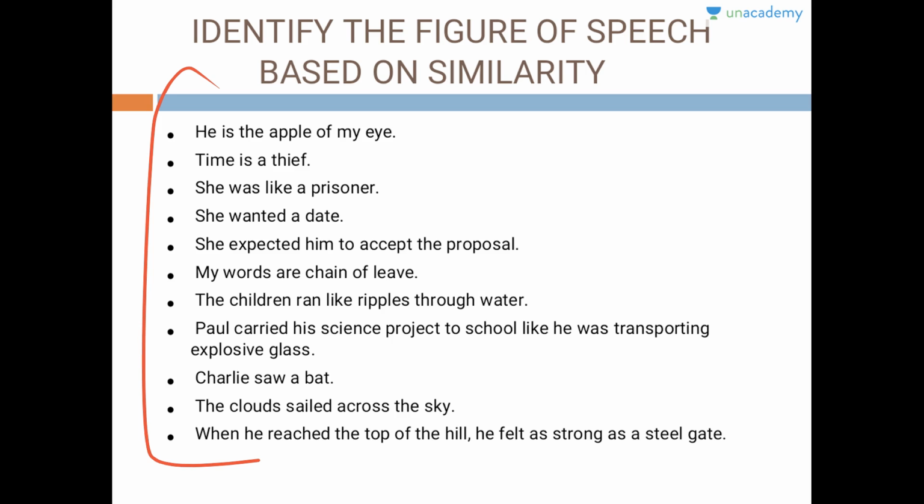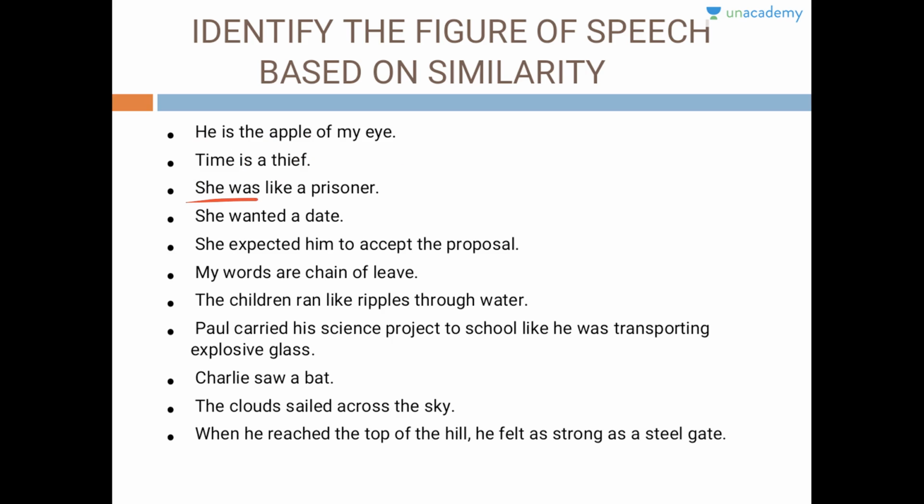Let's begin. I hope you all have got the right answers. Let's start from the first statement. He is the apple of my eye. It is clearly a metaphor because the person, whoever he is, is compared to an apple. Which eye it is, of my eye, is not relevant here, but the person is compared to an apple, so it makes this statement a metaphor. Time is a thief. So time here is compared to a thief, and again this is a metaphor.